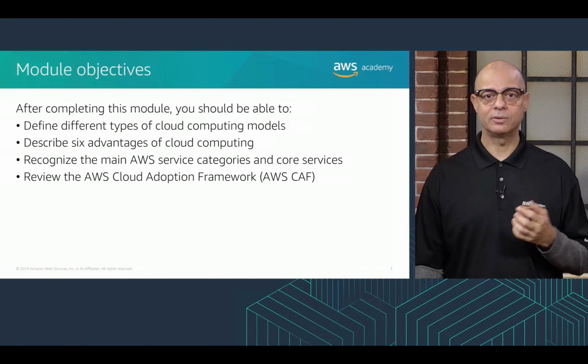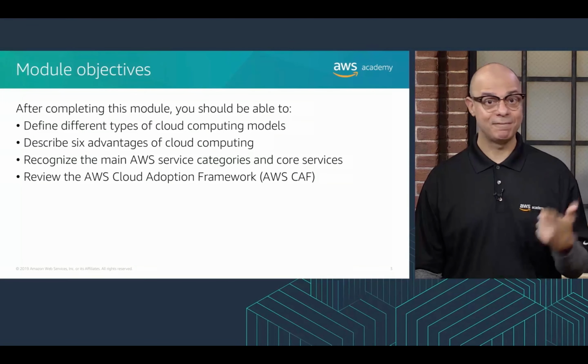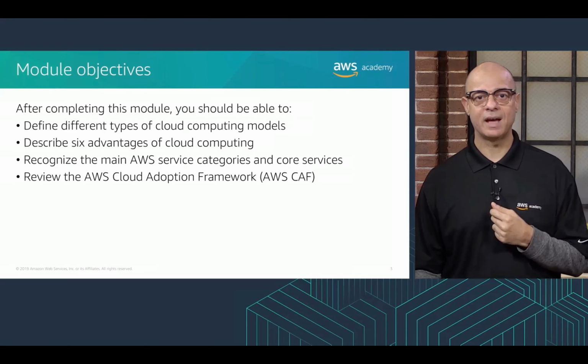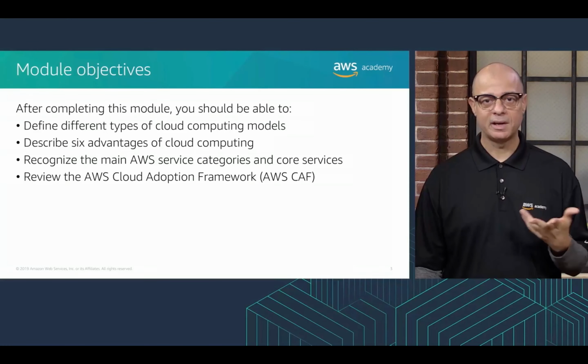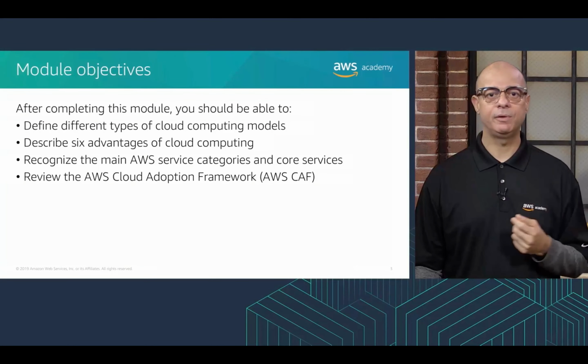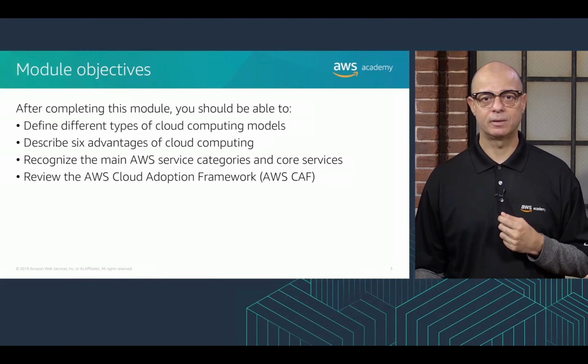After completing this module, you should be able to, number one, define the different types of cloud computing. Number two, describe the 6 advantages of cloud computing. Recognize the main AWS service categories and the core services. And finally, review the AWS Cloud Adoption Framework. We're ready. Let's get started.